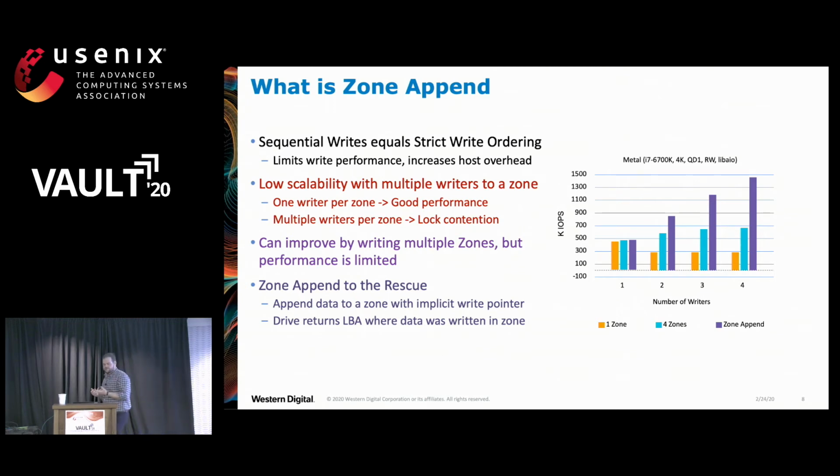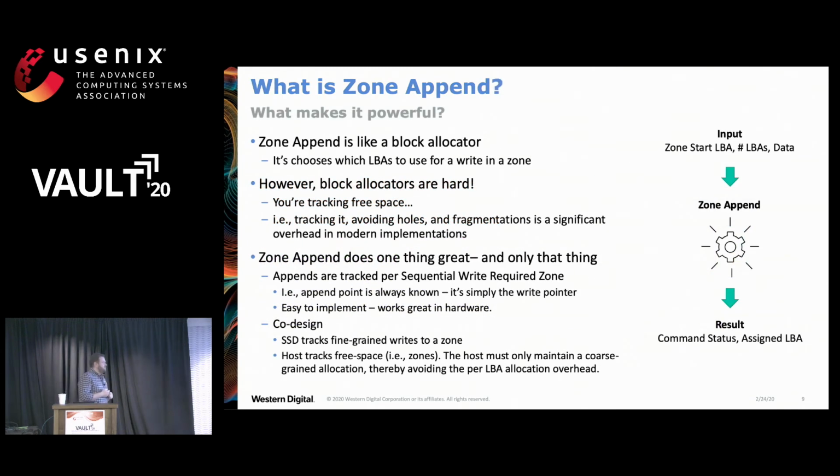From a file system perspective, Zone Append becomes a block allocator, a fine-grained block allocator. And each day, I get more and more excited about that interface because it solves a lot of problems. I'm going to give examples of where we can go with this in the future.